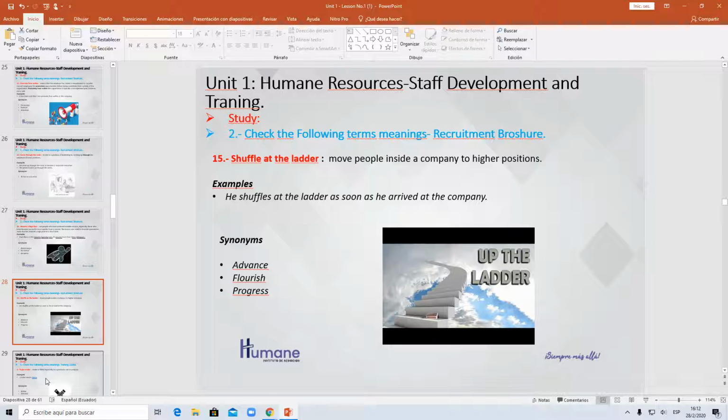Then we have another expression, shuffle up the ladder. Move people inside a company to higher positions. He shuffled up the ladder as soon as he arrived at the company. Synonyms for this expression could be advance, flourish, or progress.